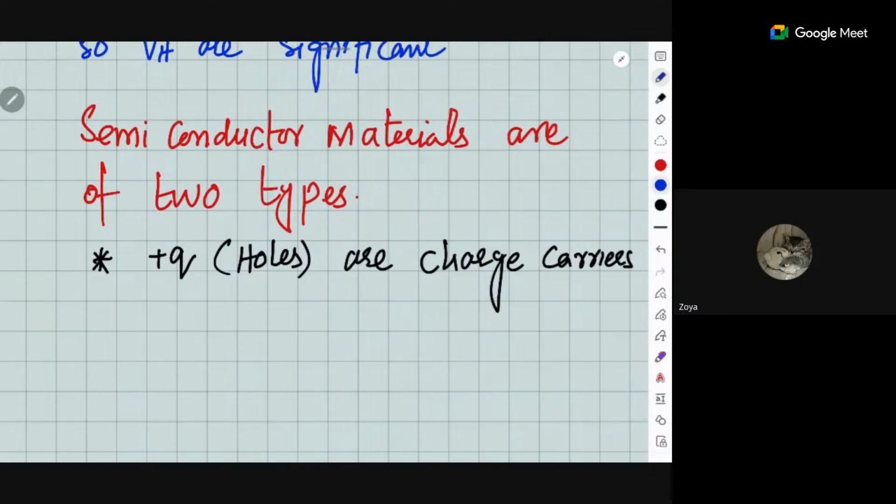They're called P type materials, right? What do we call them? P type material. ठीक है?